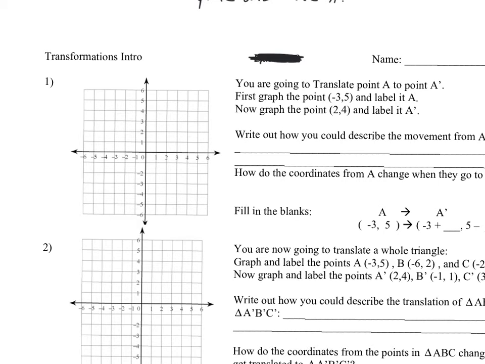Always start plotting points from the origin. So we're going to start at (0, 0), and we're going to go to the left 3 and up 5, and that puts us right here. They suggested we label that point A. Now graph the point (2, 4) and label it A prime. So we're going to go to the right 2 and up 4, and we're going to call that A prime. Usually I just put what almost looks like a number 1 for my prime.